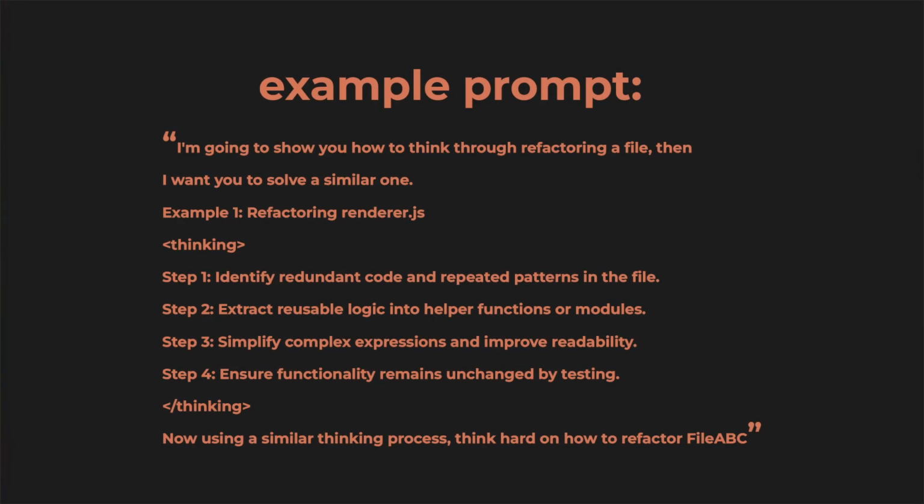So here's a prompt that I might use when I'm trying to figure out how to refactor a complex file. I'm going to show you how to think through refactoring a file. Then I want you to solve a similar one. Example 1, refactoring renderer.js file. Thinking process. Step 1, identify redundant code and repeated patterns in the file. Step 2, extracting reusable logic into helper functions or modules. Step 3, simplify complex expressions and improve readability. Step 4, ensure functionality remains unchanged by testing. Now, using a similar thinking process, think hard on how to refactor file ABC.